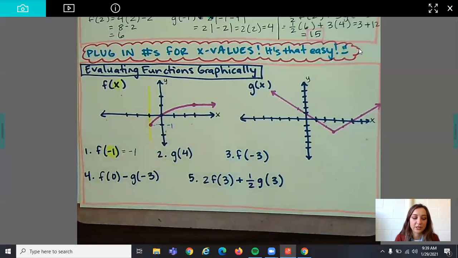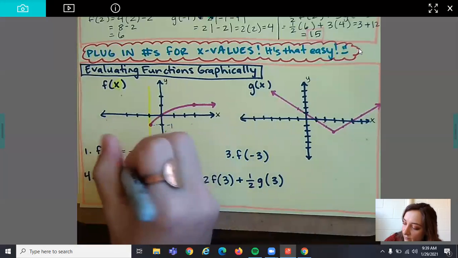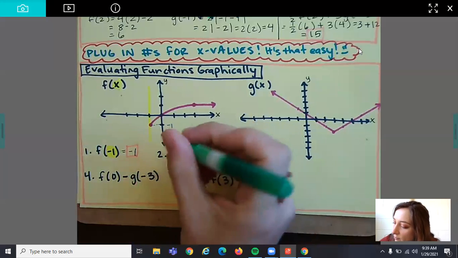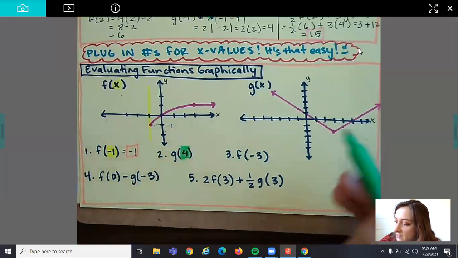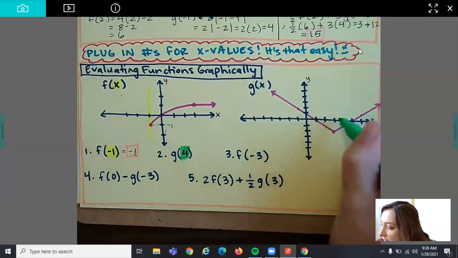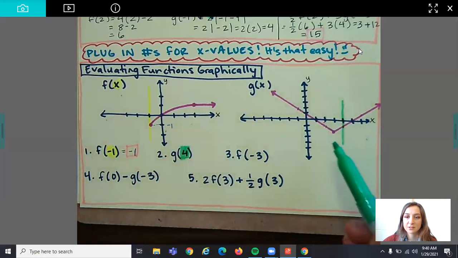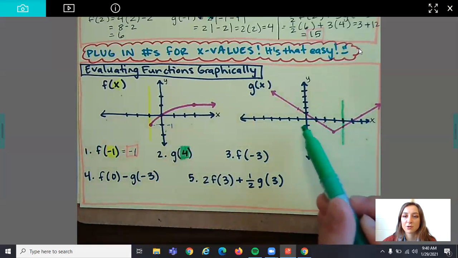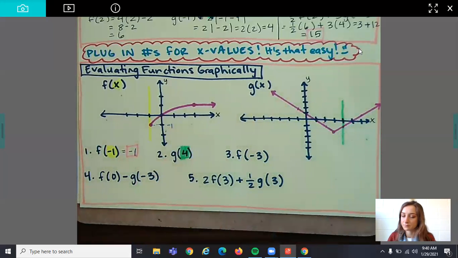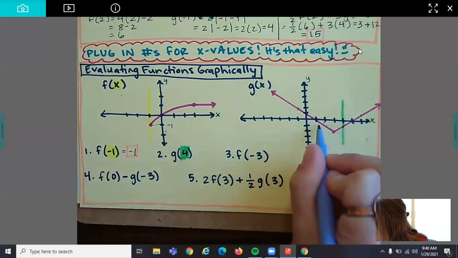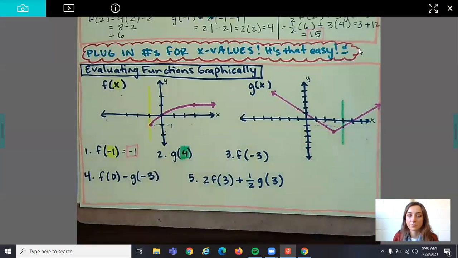Okay, let's do one for g. So g of 4. That means that we're going to go to 4 on the x-axis on g. So 1, 2, 3, 4. I'm going to draw my straight line and see what point it hits. It hits right there. And I'm just going to look and see what the y value is right there. So my y value at this point is also -1. So g of 4 is -1.